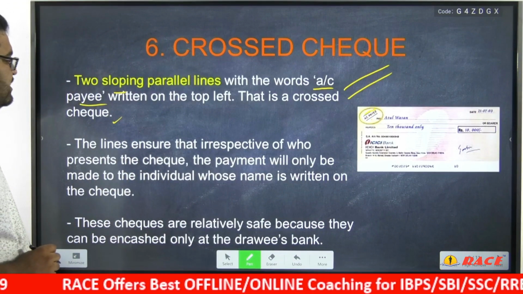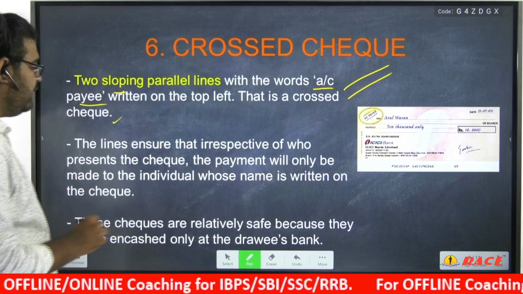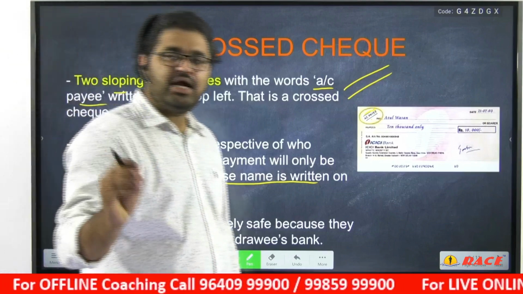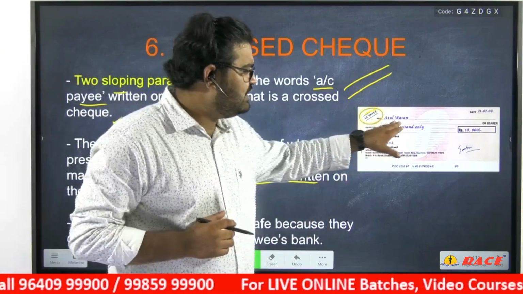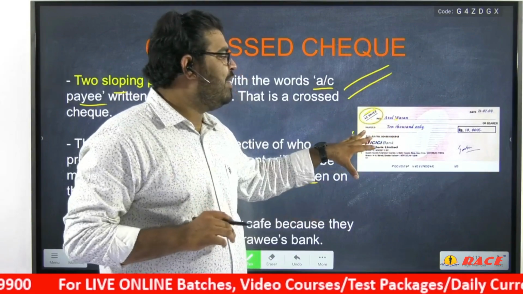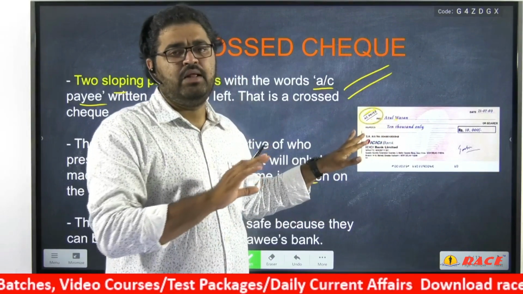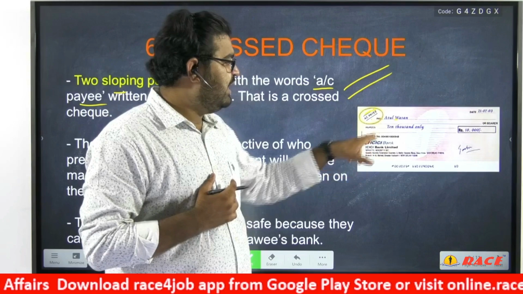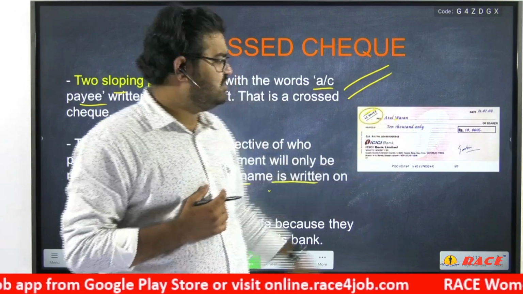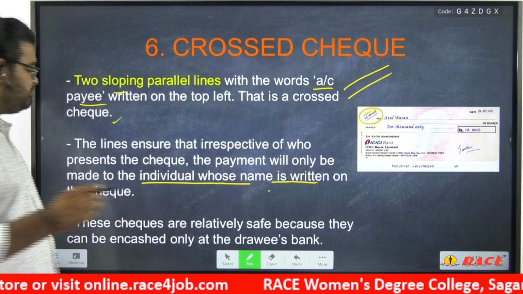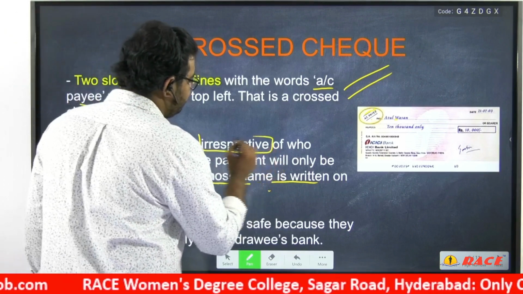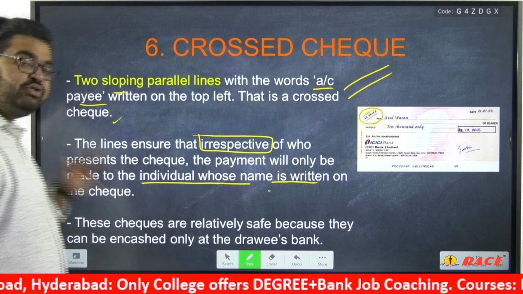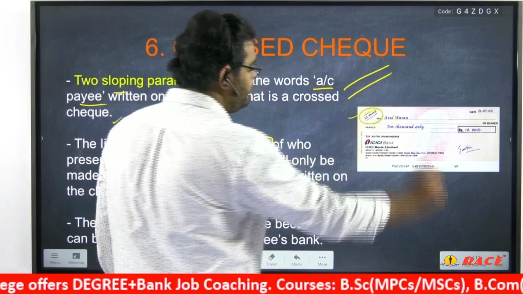The lines ensure that irrespective of who presents the check, the payment will be made only to the individual whose name is written on it. For example, imagine the account is mine and it is my name on the check. No matter who produces the check, the amount will be credited into my account only, because my name is clearly visible on the check. Whose name is written on the check, right?